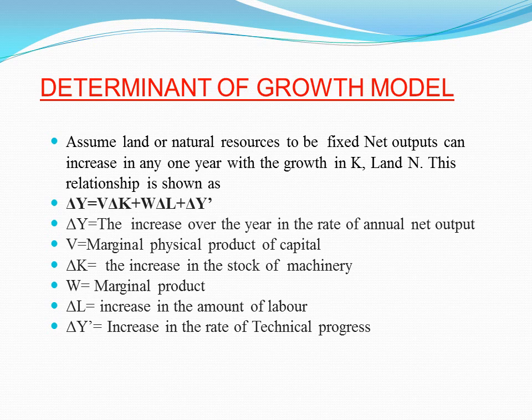Determinants of the growth model. Assume land or natural resources to be fixed. Net output can increase in any one year with the growth in K and L. This relationship is shown as delta Y equals V multiplied by delta K plus W multiplied by delta L plus delta Y dash. Delta Y represents the increase over the year in the rate of annual net output. Net output equals gross value added. Gross value added means the use of inputs to produce output in an accounting period.